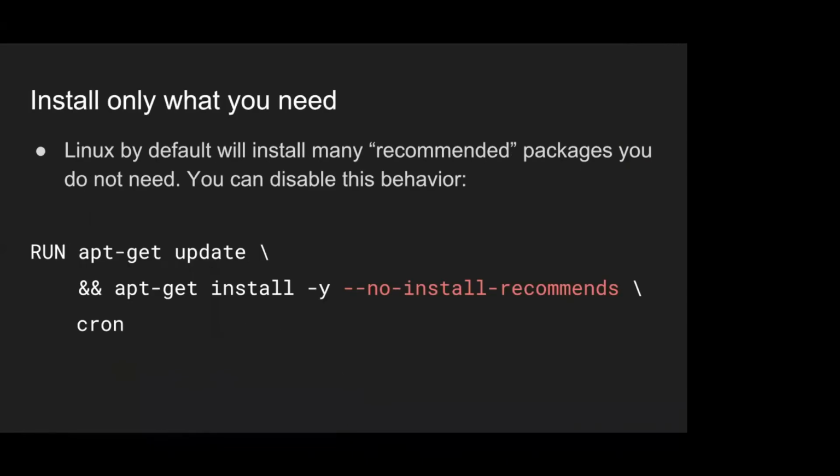Another thing that's really important for Dockerfiles is you should only install what you need. Linux by default will install a bunch of recommended packages it thinks are nice to have, but you probably don't need. And when you're trying to minimize your image size, it's not the best approach. So you can disable this behavior by passing this --no-install-recommends. You'll see this as well in a lot of published Docker images as a way to get around that default behavior.